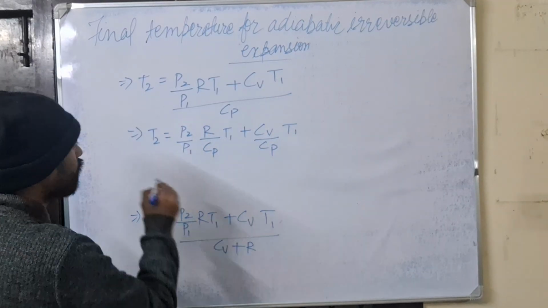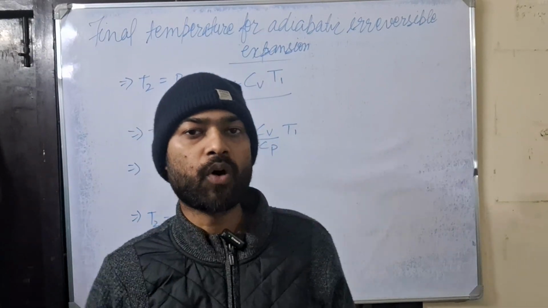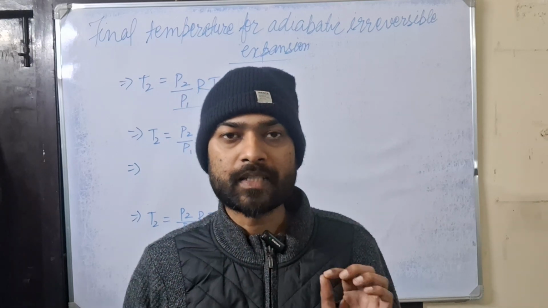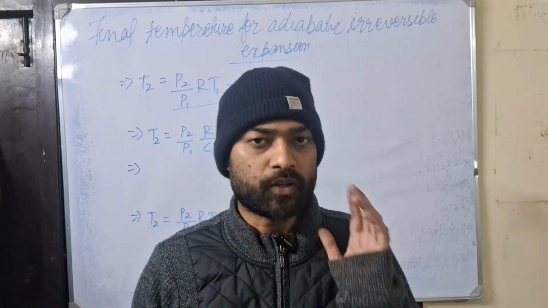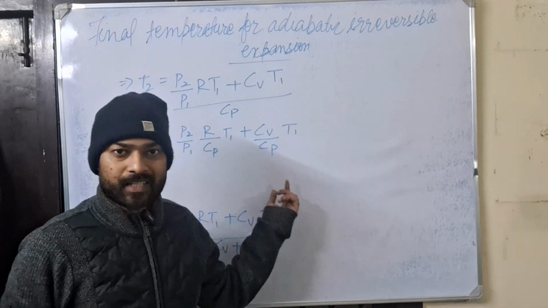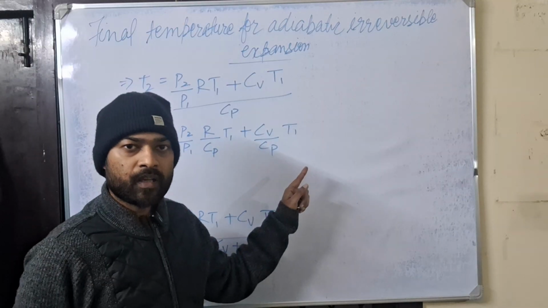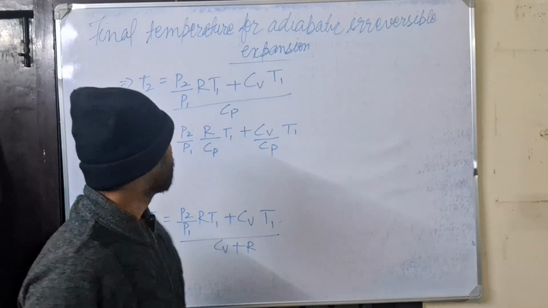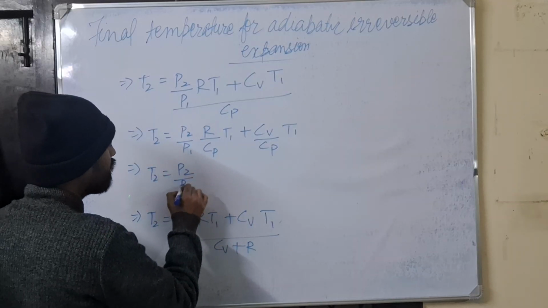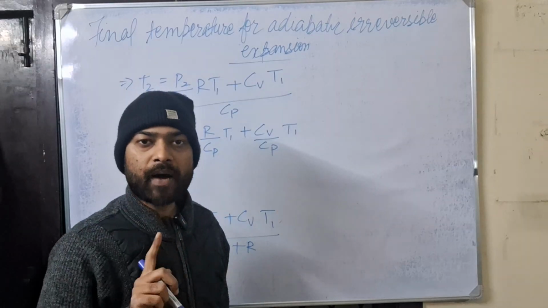Correct? So now we know that Cp upon Cv is equal to what? Gamma. Okay, gamma is nothing but the ratio between heat capacity at constant pressure and heat capacity at constant volume. So since Cp by Cv is equal to gamma, Cv by Cp will become 1 by gamma. I hope I am clear to all of you. Okay, so this becomes T2 is equal to P2 upon P1, and R by Cp is what? It is nothing but 1 minus 1 by gamma.